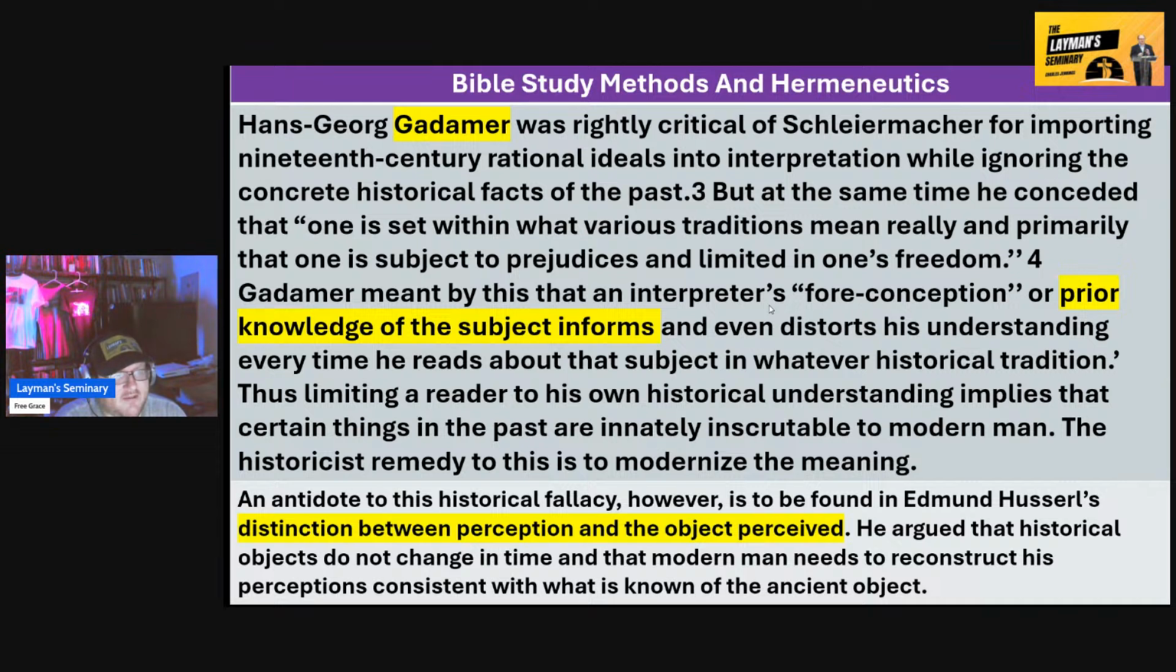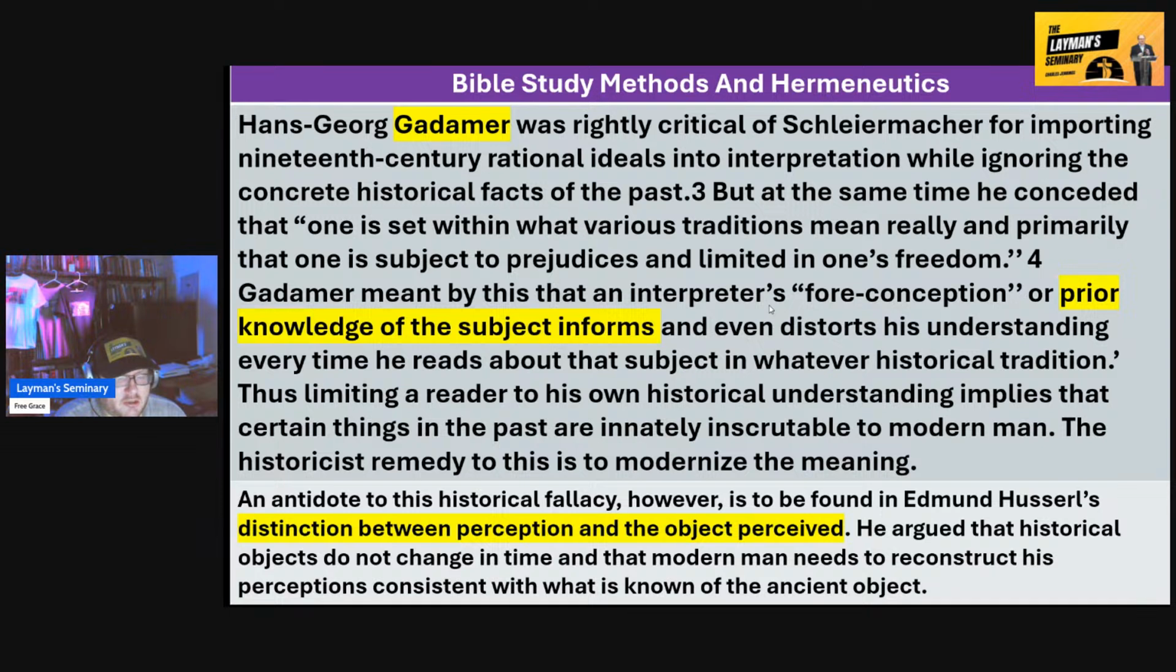But at the same time, he conceded that one is set within what various traditions mean really and primarily, that one is subject to prejudices and limited in one's freedom. Gadamer meant by this that an interpreter's foreconception or prior knowledge of the subject, what typically is called pre-understanding nowadays, even distorts his understanding every time he reads about the subject in whatever historical tradition.